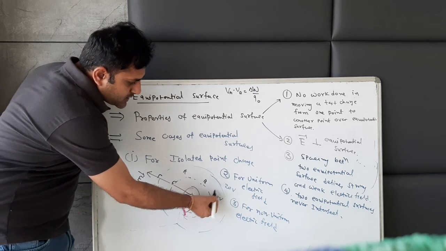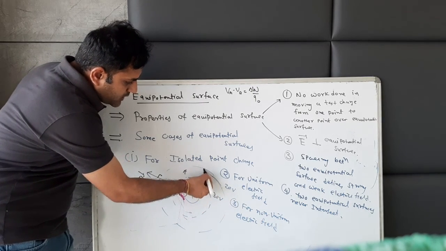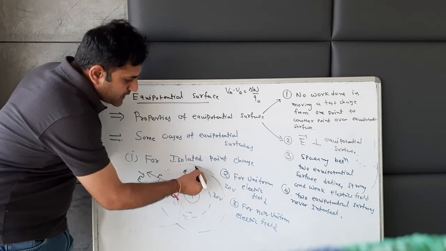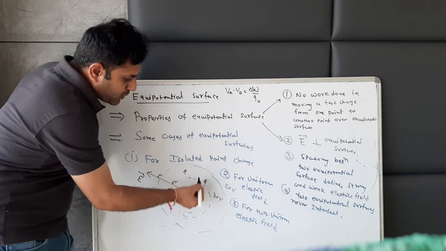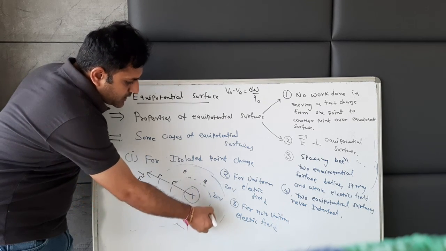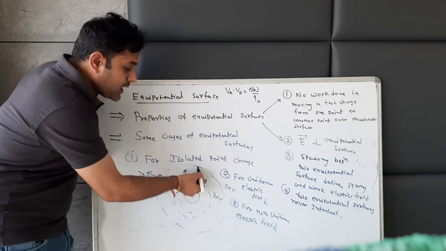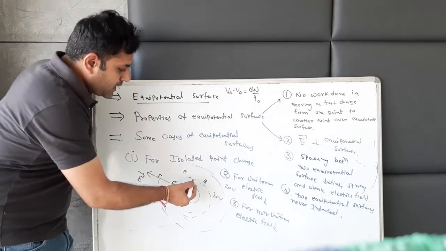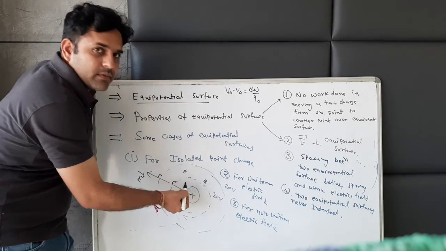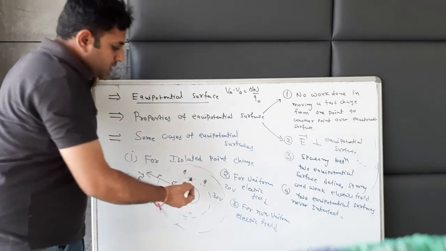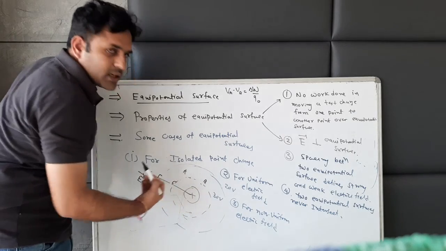Here 30 volt is there, here 20 volt is there. On this surface everywhere there is a 20 volt potential, equal potential. Here there is a 30 volt potential. If we move a charge from here to here, then we have to do work. But from A to B, no work is done because at the same surface the potential is the same.